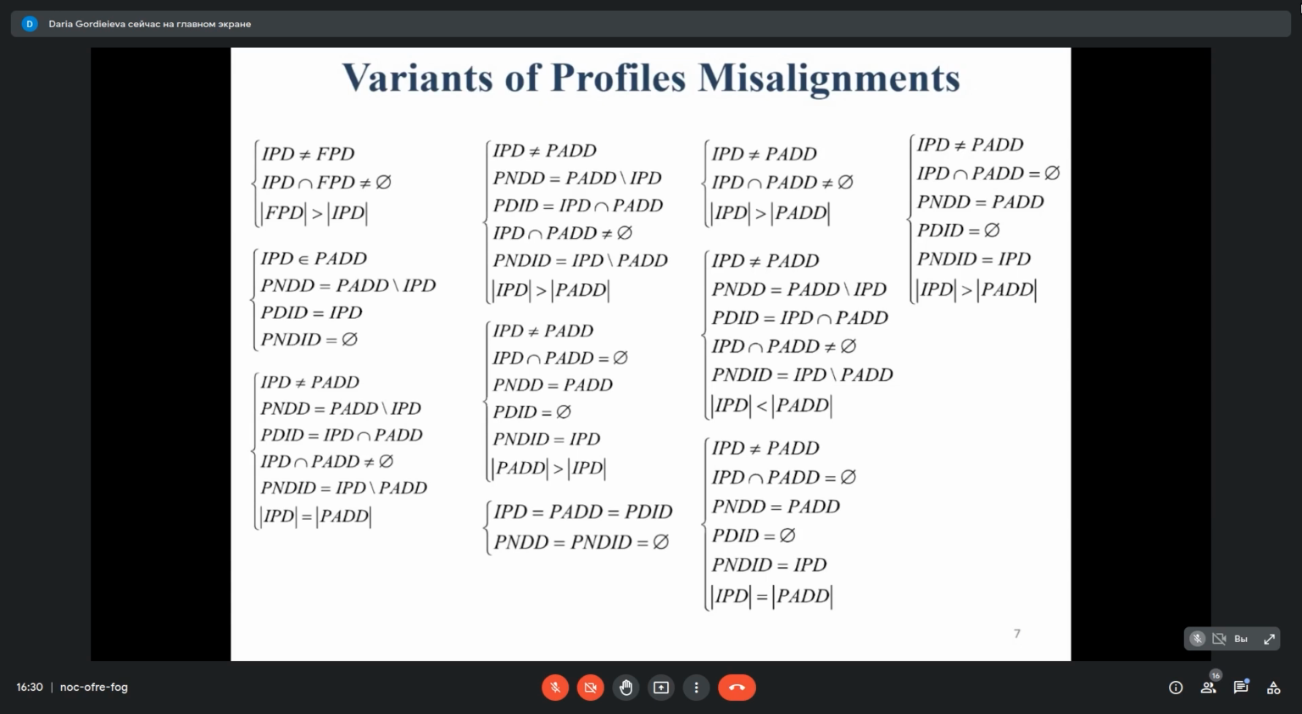The forecasted defects profile is required to present injected defects profile. All other options of profiles are a result of combination of injected profile defects and profile of all discovered defects. We will present the possible variants of misalignments of profiles in a formalized form. This is 10 variants of misalignments.